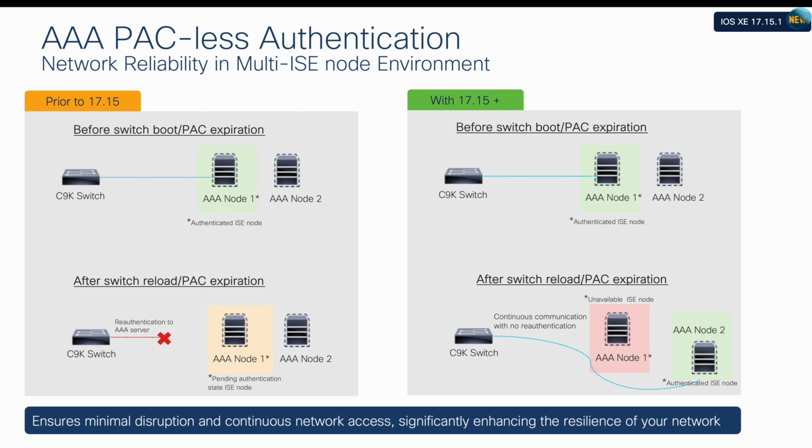So with the new AAA PACless authentication feature, your switches can seamlessly switch to a secondary ISE node when the primary node is unavailable due to a reboot or whatever, for example, the ISE instance goes down, right? This ensures minimal disruption and continued network access, significantly enhancing the resiliency of your entire network in turn.